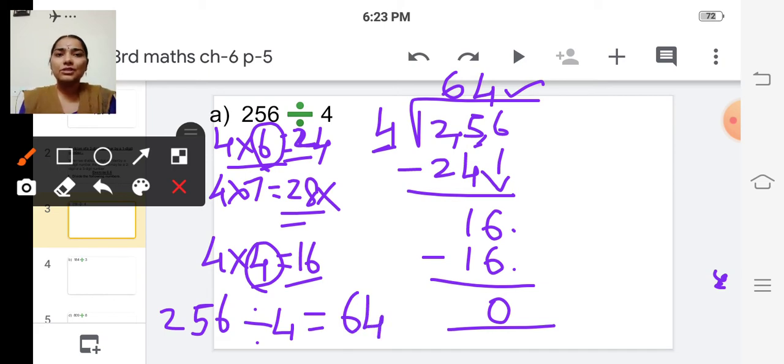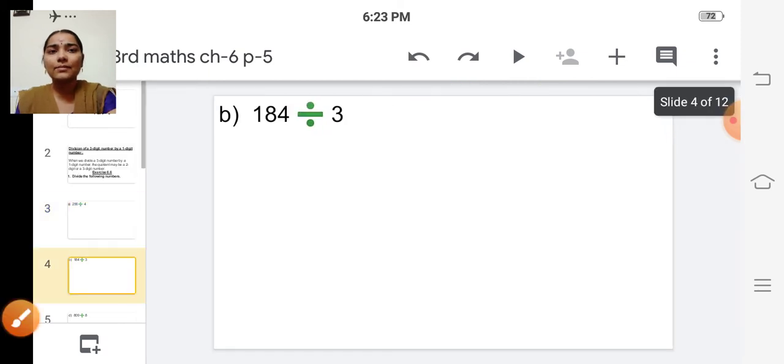Quotient is the answer. Okay, so the answer is 64. 64 is a two-digit number. Have you all understood, children? Yes, so we'll do one more problem.